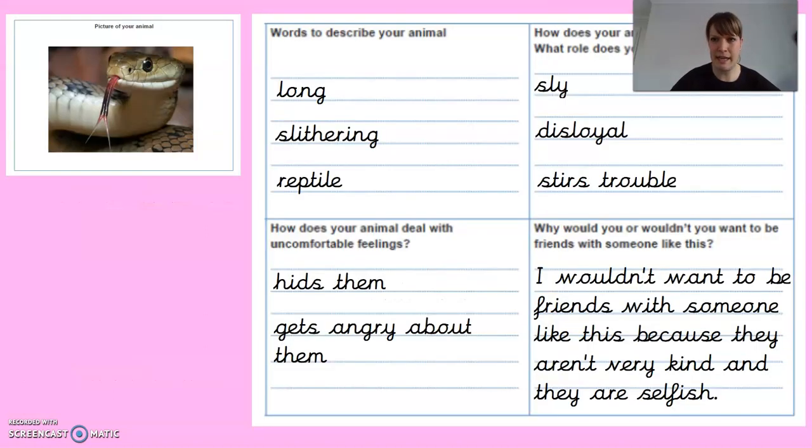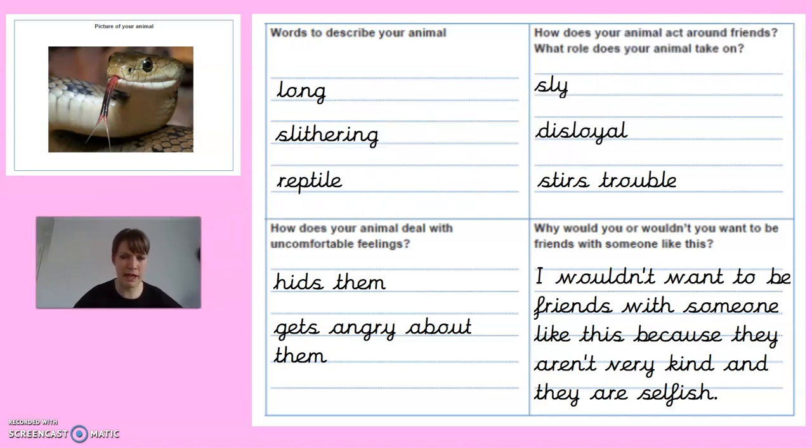And your activity today, okay, I'll put myself down here, is your worksheet is going to look like this. I've just chopped it a bit so it fits on the flip chart screen. I want you to draw a picture of your animal. If you wanted to find a picture on the internet and print it off and stick it there, that's absolutely fine. So my animal I've chosen to fill out my sheet is a snake.